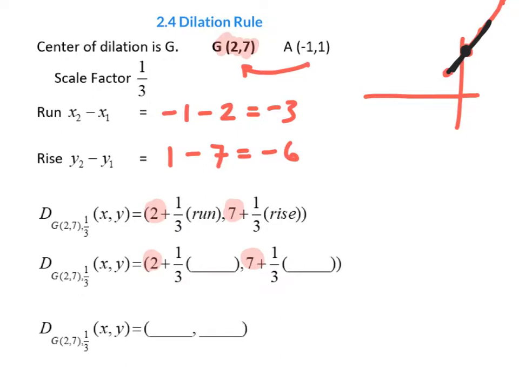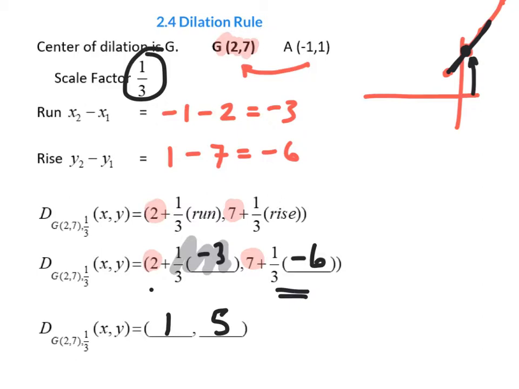So I'm going to put in the run of -3, and I'm going to put in the rise of -6. And if we do the math, 1/3 times -3 is -1. So 2 minus 1 is 1. And if we do this math, that's -2, so 7 minus 2 would be a 5. And so it would land where we were guessing, at about 1 and 5. So this was a contraction or a reduction because of the 1/3.